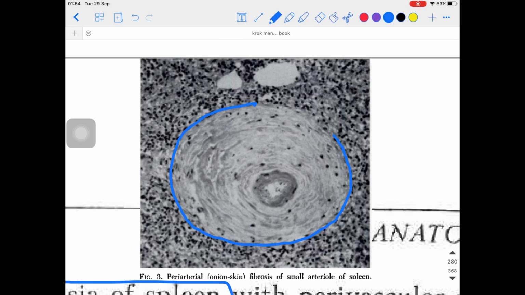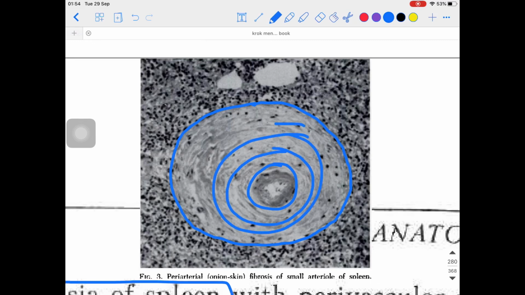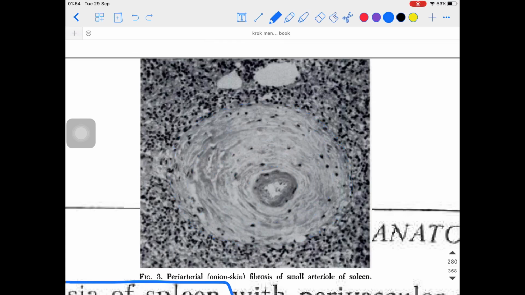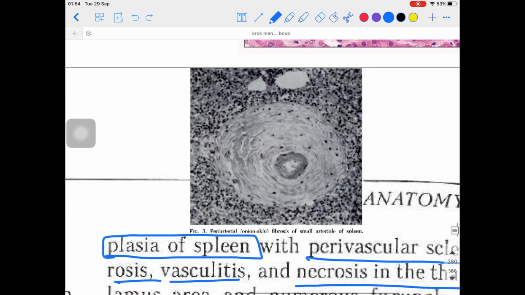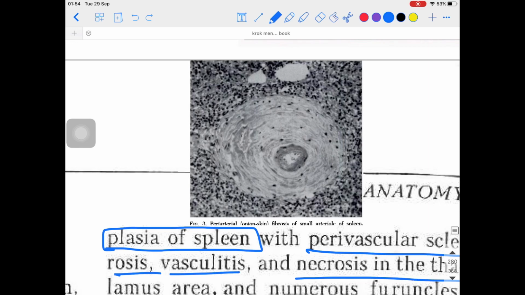You must have cut an onion while cooking. While you are cutting the onion, you can see this kind of loops, isn't it? These are the onion skin lesions. I will remove these markings so that you can easily appreciate. These are the onion skin lesion appearance, which will be seen in the spleen as far as the complication is concerned in SLE.